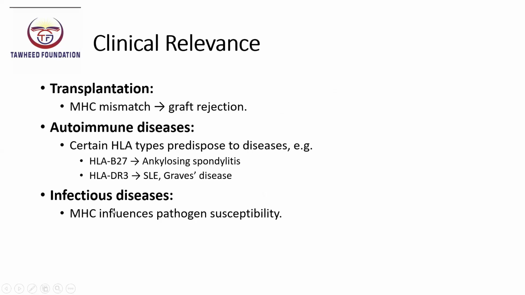Next is clinical relevance. Transplantation: MHC mismatch leads to graft rejection. Autoimmune diseases: specific HLA types increase susceptibility. Examples, HLA-B27, that is ankylosing spondylitis, HLA-DR3, that is SLE and Graves disease. Infectious diseases: MHC alleles influence pathogen susceptibility and vaccine response. Highlight that HLA typing is critical in transplantation, autoimmune risk assessment, and predicting immune responses.